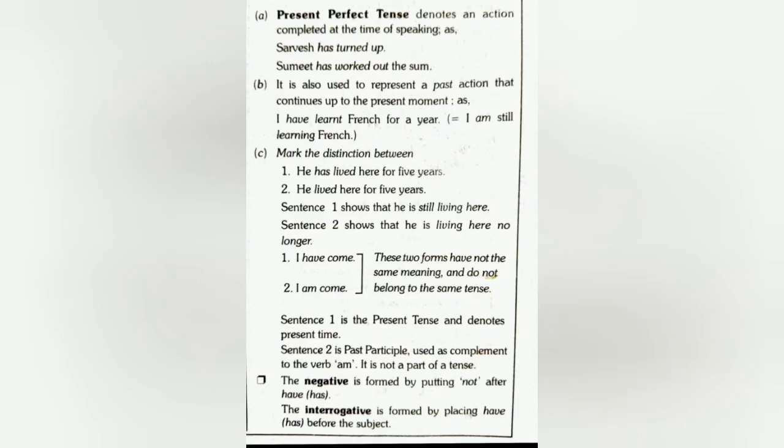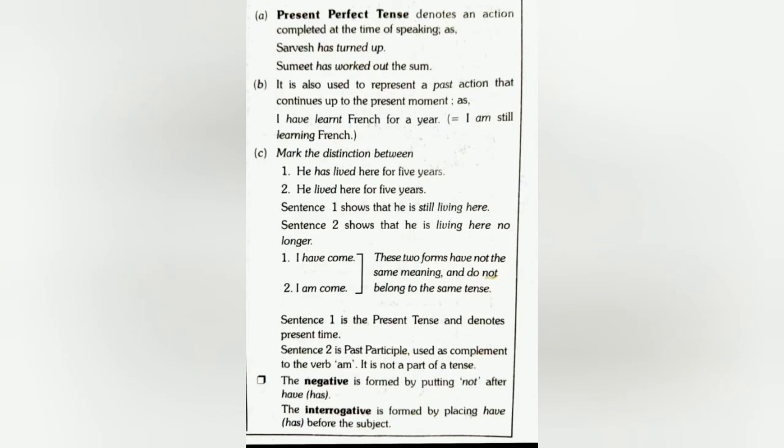Negative sentences: I have not sung, we have not sung. And in negative interrogative sentences, it is have I not sung, have we not sung. You can clearly see that have is used after I in negative sentences, and have is placed before I in interrogative sentences.